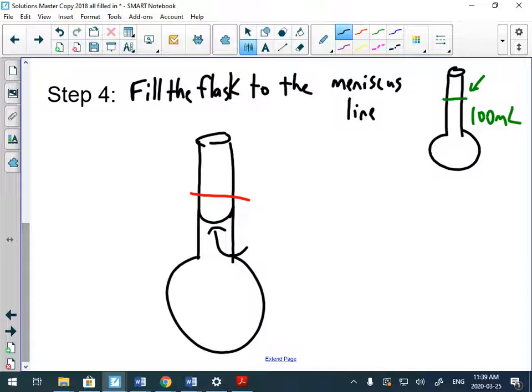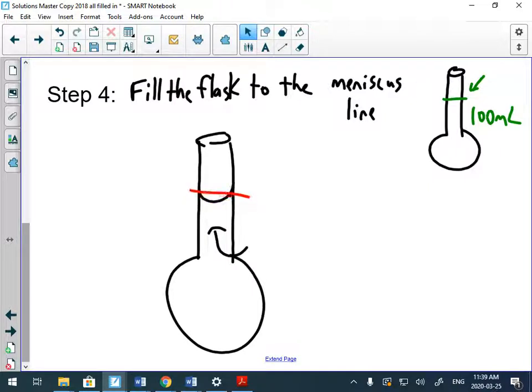So what will happen is if you don't fill it up enough, let's say this is the water and it's filling up. Okay, that flask isn't full. But if you fill it and the meniscus is right at that line, that's actually perfect. It looks like you've overfilled it. But you want that bottom to be right at the meniscus line or the gradation line.